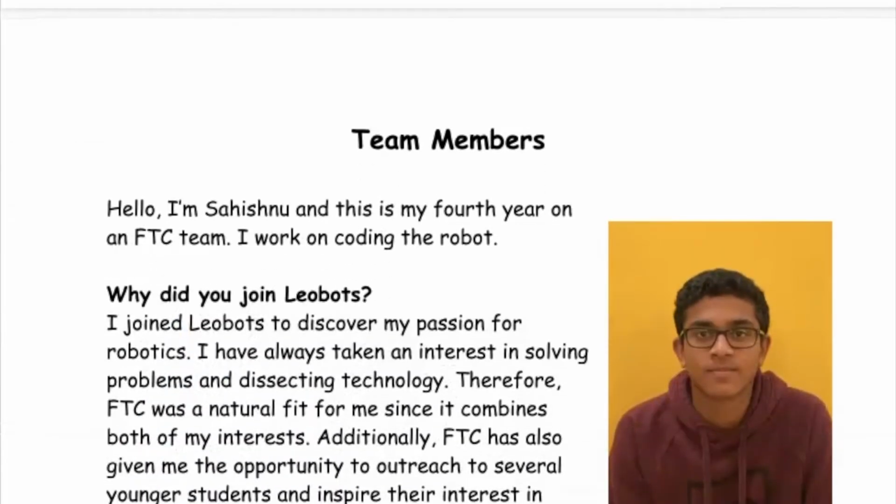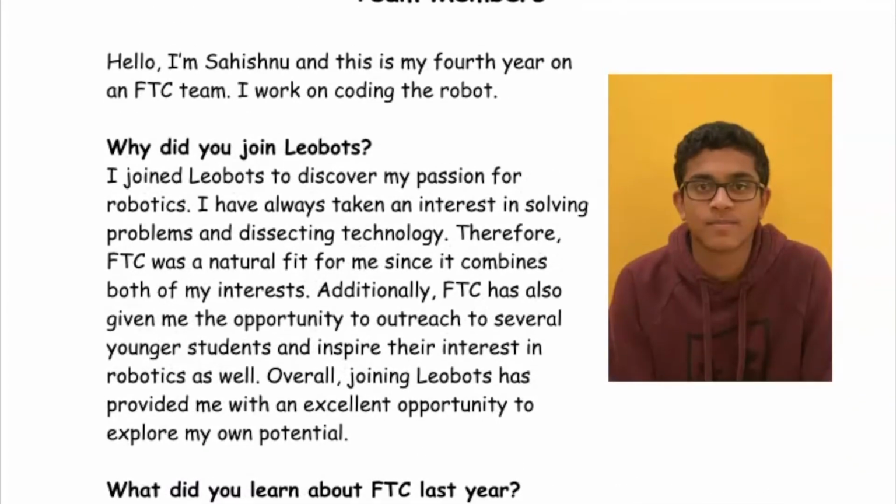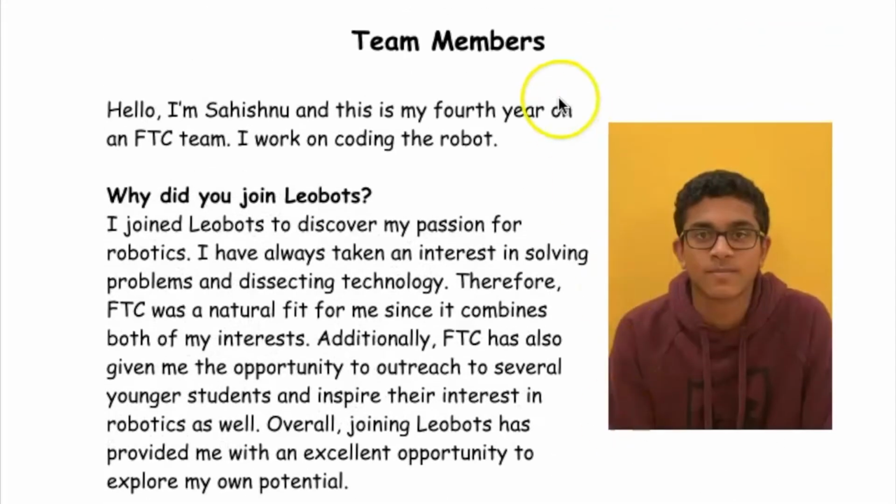Now, if we scroll down, we have this component in our team profile: every team member, with an introduction of each one. It gives the judges an insight into each team member, their personality, and what their interests are, so it's important to have this in your team profile. We had a page for each person with a basic introduction of who you are and what area of the team you're working on.